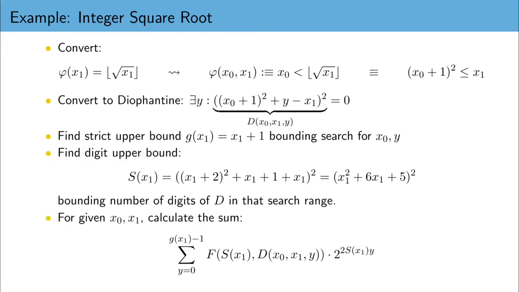So for given x0 and x1, consider the following sum. Let's take the outputs of our polynomial, digit stabilize them, then concatenate them together. Remember that the output of our digit stabilization function will be 2s digits long. So multiplying by 2 to the 2sy will plop these values every 2s digits apart in binary, so they won't interact with each other when we add them up.